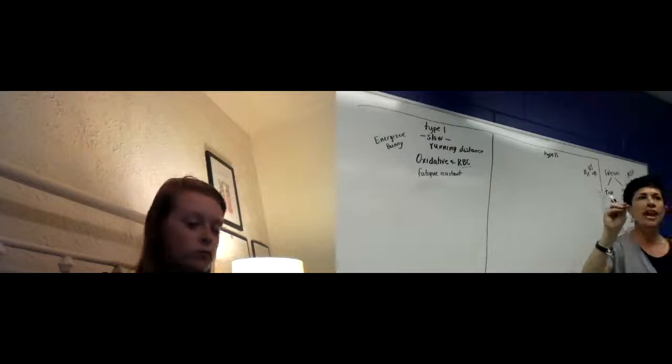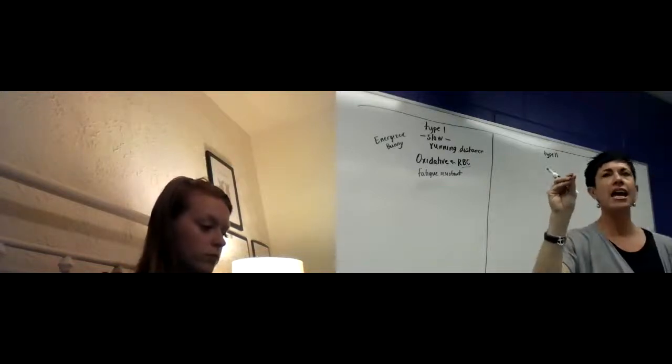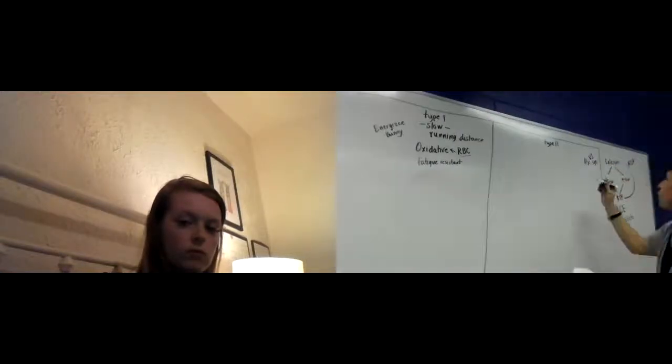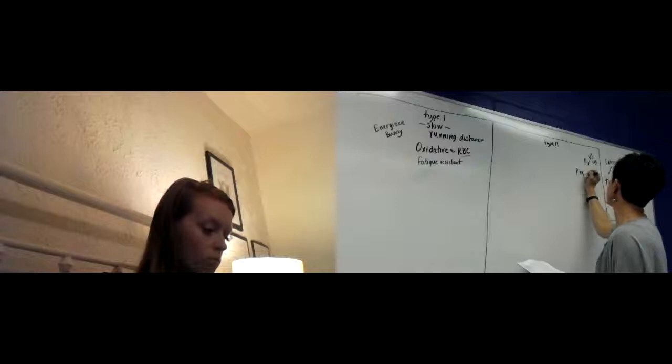Now, remember, whenever you burn a fuel, you get a byproduct. So what is the primary fuel in the phosphagen system? Yes, it's ATP. ATP is the primary fuel. Okay? I'm getting different colors here. All right. So green is the fuel.